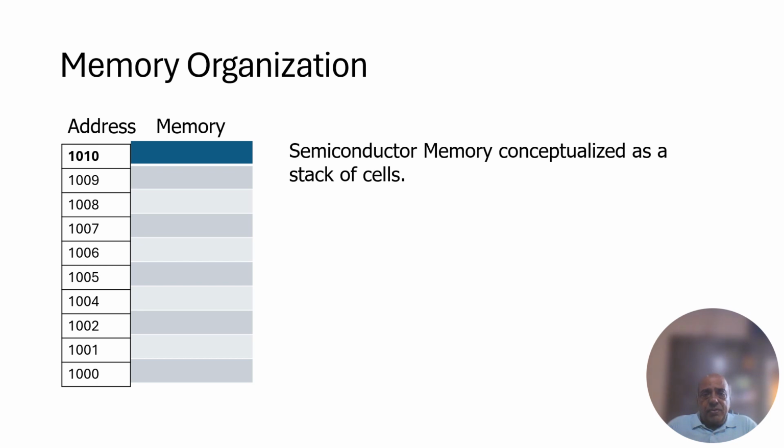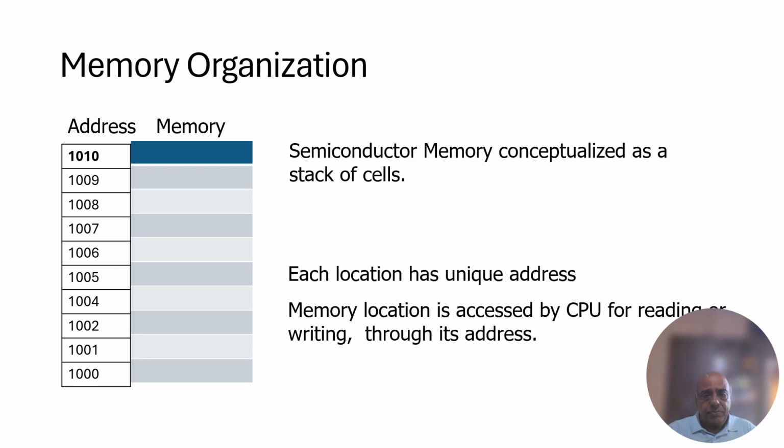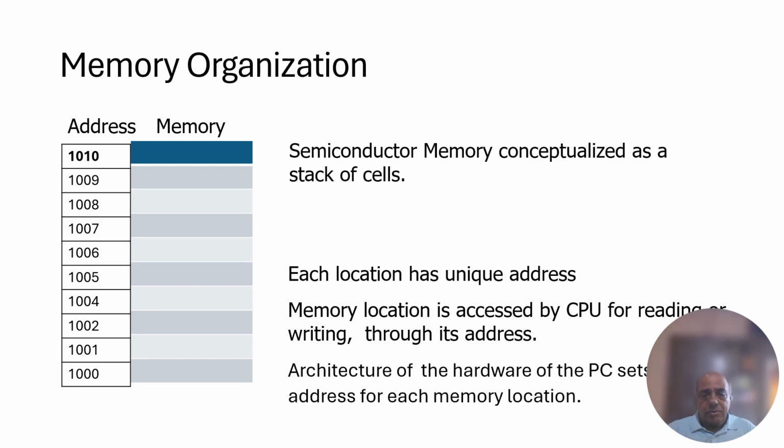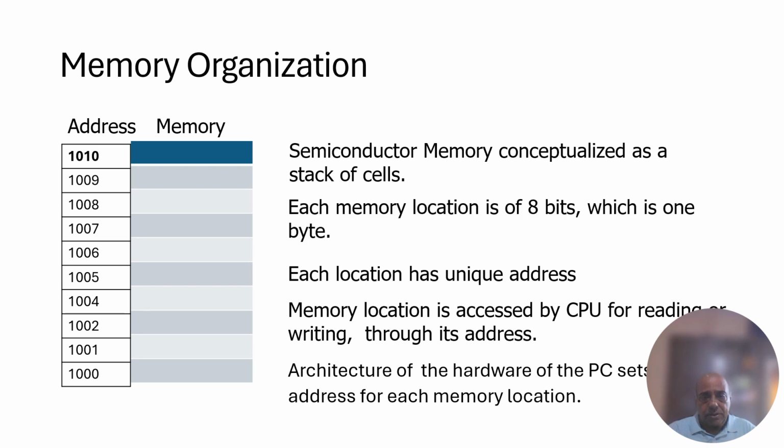In this diagram, we are just conceptualizing the memory. It is not exactly like this because it is in a semiconductor chip. Each location has a unique address. Memory location is accessed by CPU for reading or writing through its address. Who decides the address? The architecture of the hardware of the PC sets a unique address for each memory location. Each memory location is of 8 bits, which is 1 byte.